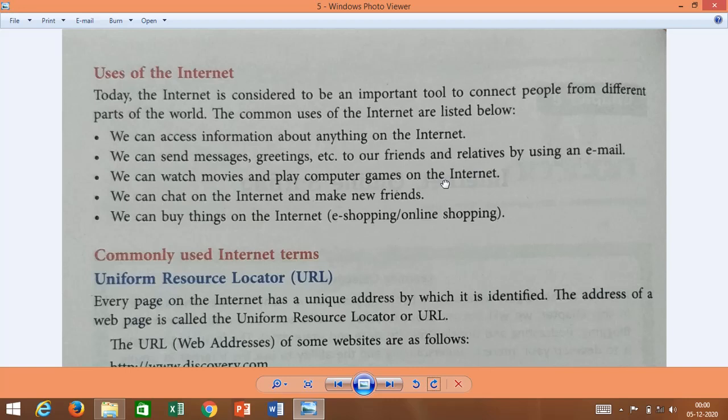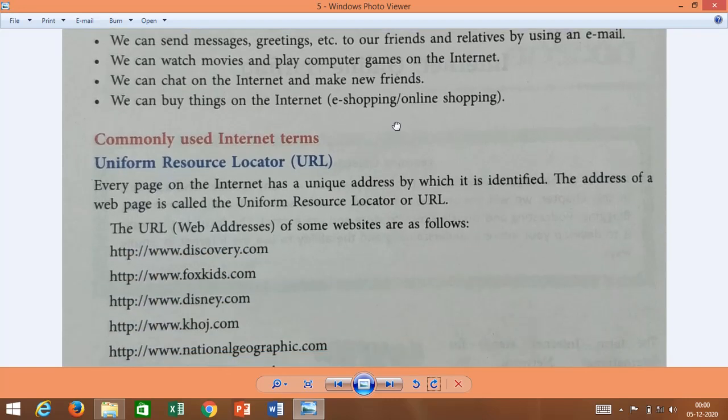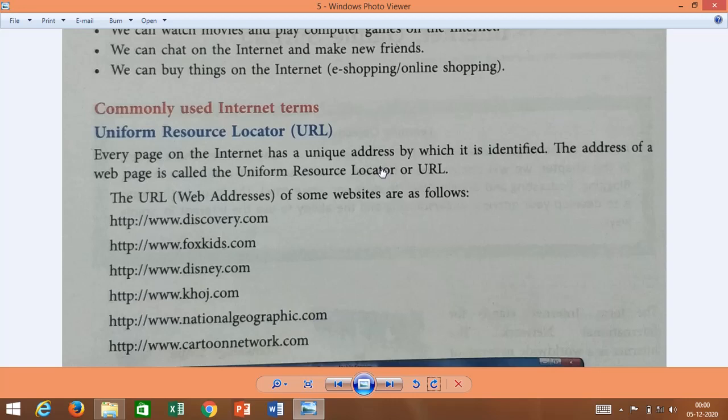We can buy things, that is, we can do e-shopping, online shopping, and it is also done using the internet. Now there are some commonly used terms in the internet. The first term we are talking about is URL, Uniform Resource Locator. URL is also called the web address or the website name. Each page on the internet has a unique address, and the address of a web page which is identified with a name, that name is called URL, that is, Uniform Resource Locator.